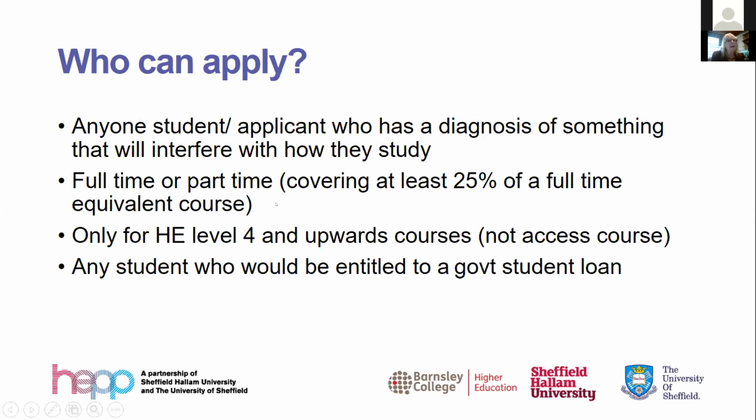Courses covered are level 4 and upwards at higher education level. So your HNCs, your HNDs, your foundation degrees, your degrees, and your postgraduate periods of study. Basically, if the course you're applying to is one that includes the offer of a government student loan, then you're entitled to apply for DSA. It doesn't mean you have to take out a loan, but if it's a course that attracts and is attached to that offer of a government student loan, then there is automatically the option of Disabled Students Allowance.